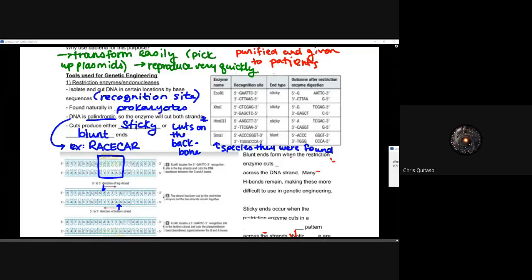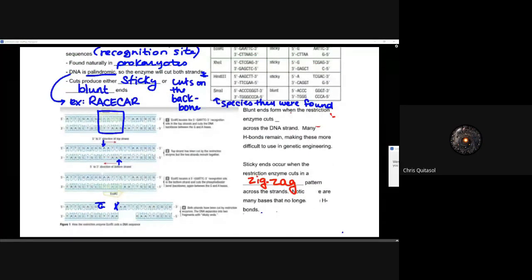So these blunt ends and sticky ends that are produced as a result of cutting can be utilized in different ways. Blunt ends form when the restriction enzyme cuts straight across the DNA strand. So the hydrogen bonds remain, making these more difficult to use in genetic engineering. These blunt ends aren't quite useful because it cuts straight down the middle and doesn't provide much use, other than potentially breaking down DNA that may or may not be bad. So these blunt ends, not so helpful.